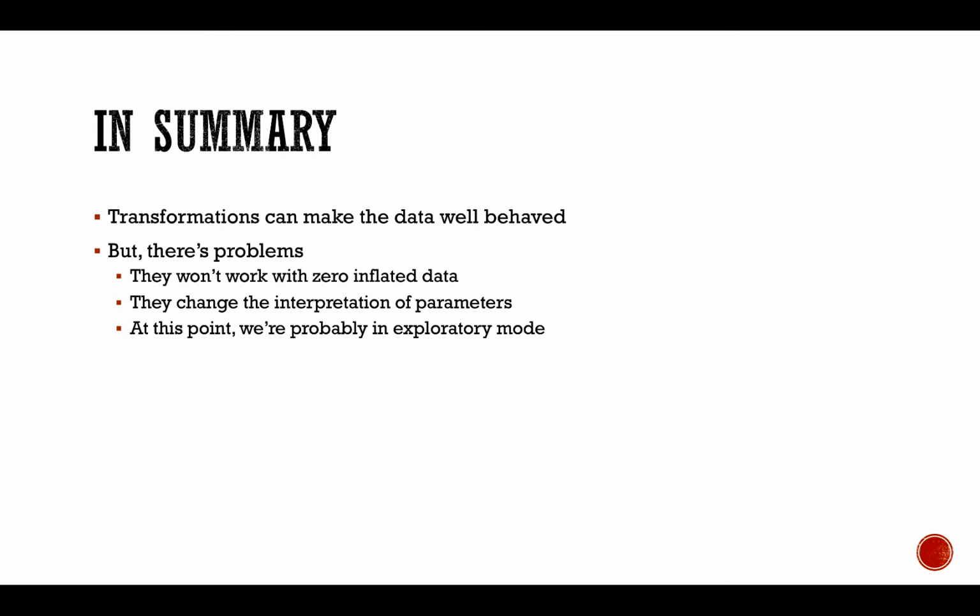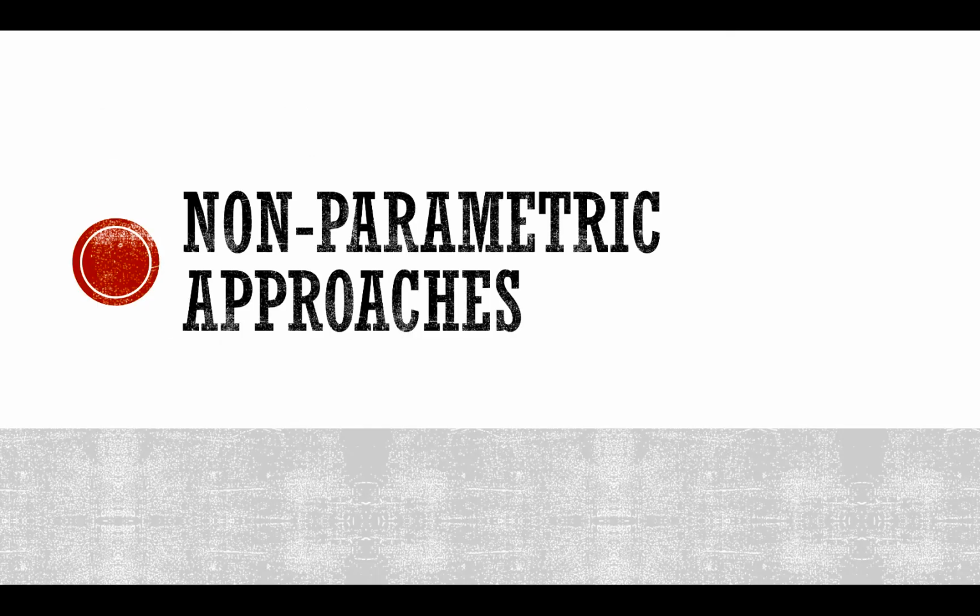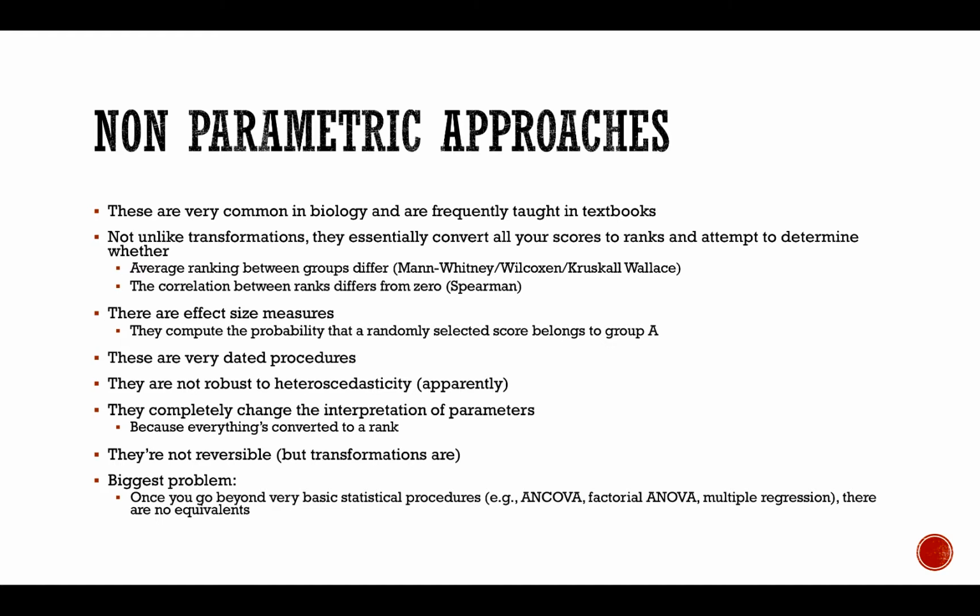At this point, I should probably say we're in rough CDA mode. I wouldn't go full on exploratory, but we're in rough CDA. So, non-parametric approaches. These are very common in biology and frequently taught in textbooks. Unlike transformations, they essentially convert all your scores to ranks and attempt to determine whether, for example, average ranking differs between groups, or the correlation between ranks differs from 0.